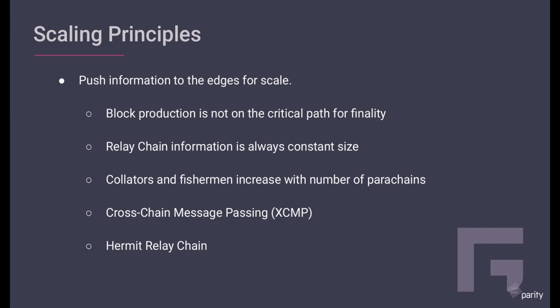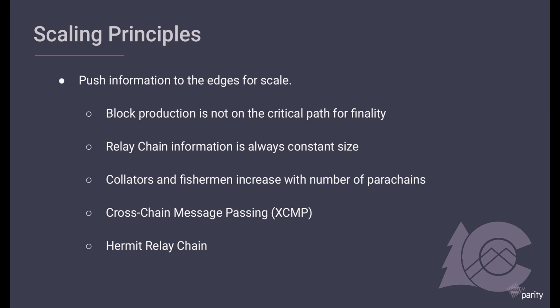Relay chain information is always constant size, so we're basically only putting IDs and Merkle roots and state roots, stuff like that in there. Collators and fishermen increase with the number of parachains, so you have to do all these availability and validity checks. But as you add more parachains, the collators and fishermen exist on the parachains, not on the relay chain. So this stuff all scales with the number of parachains, and adding parachains in this sense doesn't add any extra load onto the relay chain. They're taking responsibility for that themselves.